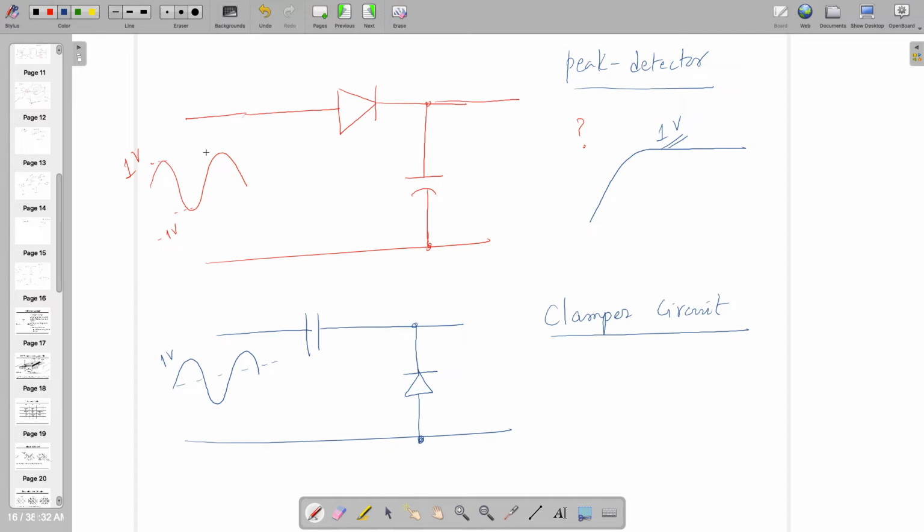Because there are two voltage sources in series. So this is 0.7 and this is minus. So on the other side you are going to see 0.3 volt. You can try it. It's not easy, by the way. If you have not done it, it's not easy. But you can try it. What is going to happen?